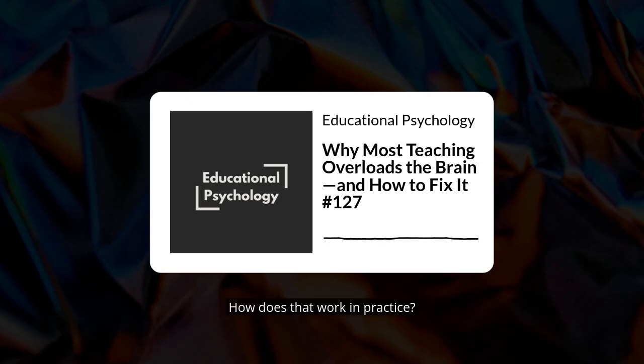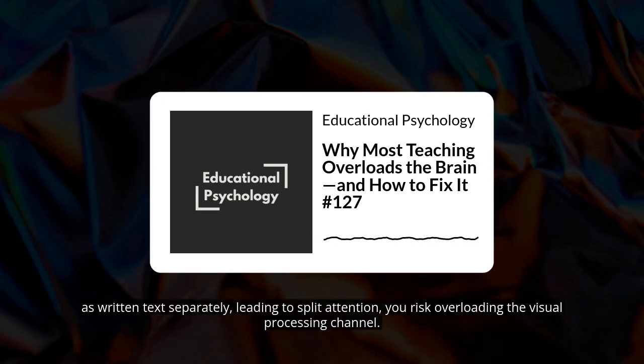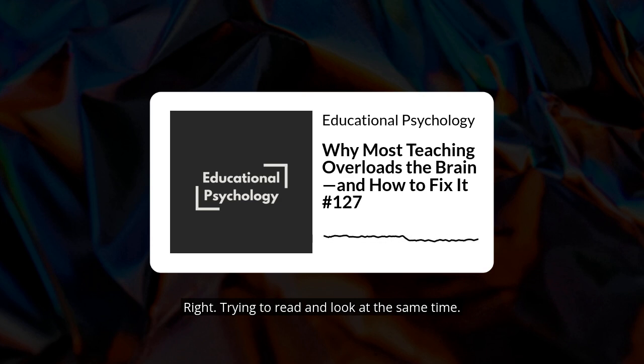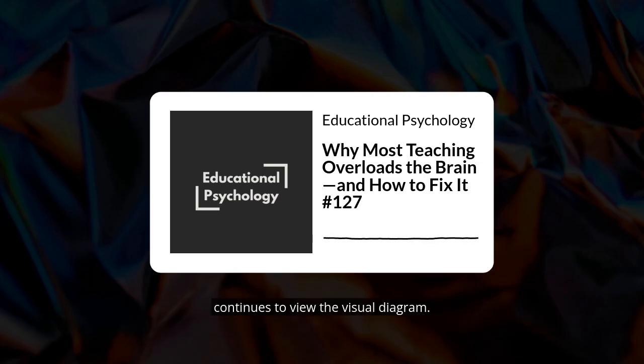How does that work in practice? Consider a situation where you need to integrate info, like a visual diagram that needs accompanying verbal explanations. If you present both the diagram and the explanation as written text separately, leading to split attention, you risk overloading the visual processing channel. Right, trying to read and look at the same time. Exactly. The modality effect suggests you can often reduce this load by presenting the explanatory text in auditory form, as spoken narration, for example, while the learner continues to view the visual diagram.